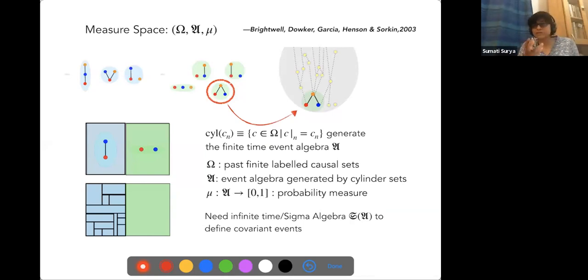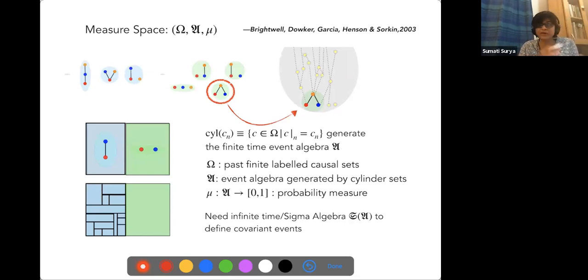One of the things, and this becomes relevant to quantization, is that a nice way of thinking about this, because these are stochastic growth processes, is as a measure space where you have the sample space. In this case, these are past finite causal sets because they've all started off from a single element. So at any stage of the growth, any element will have only a finite size past. And so omega is the set of all past finite posets. And this script A, this math frak A, is the event algebra, which is constructed out of so-called cylinder sets, which are basically generated by the finite time events.